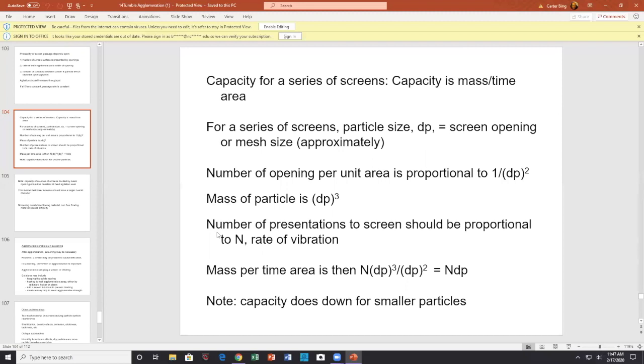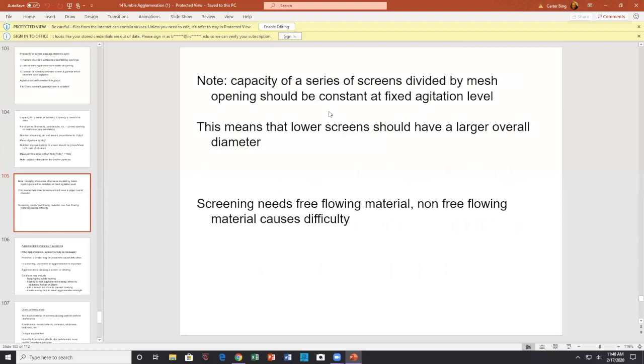So number of presentations to the screen, number of openings per unit area. So we take basically mass per time per area, which is then mass flow, number of presentations proportional to n, that's sort of mass flow rate, and the mass is d cubed, divided by the opening area. And then you have vibration and particle size. Mass per area per time, right? So you quickly find out capacity goes down for smaller particles. Smaller particles are more difficult to separate with screening, right? So capacity of a series of screens divided by mesh opening should be constant at fixed agitation.